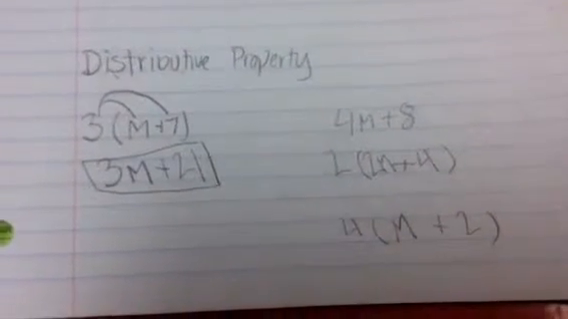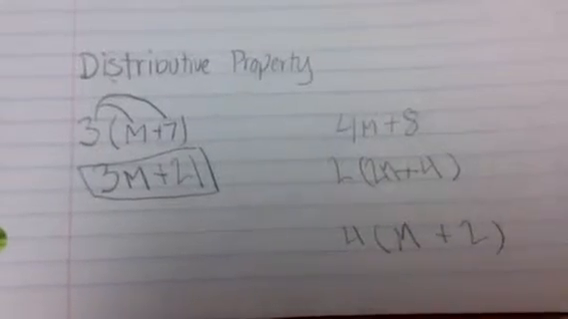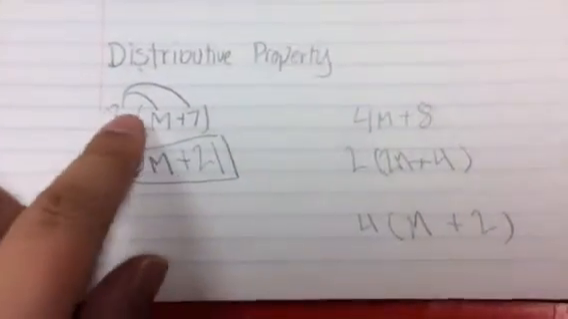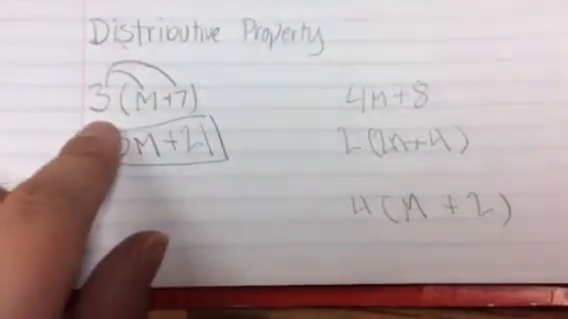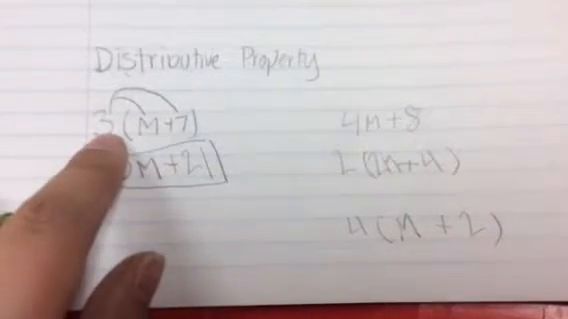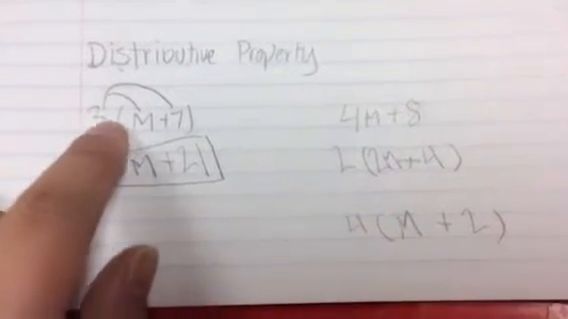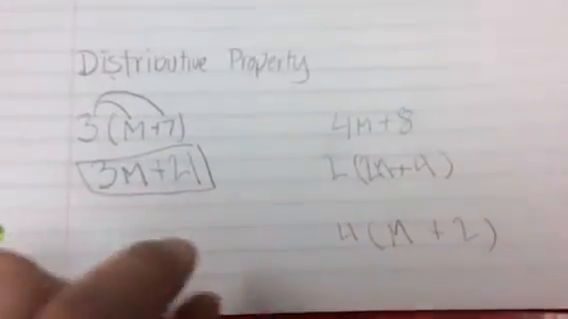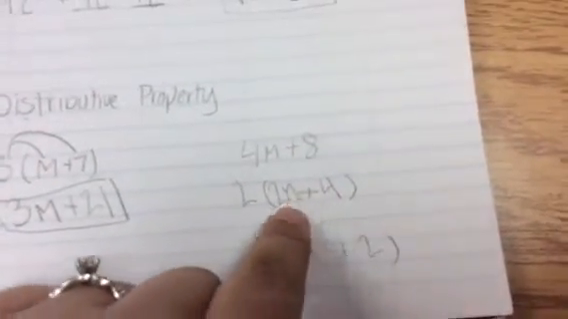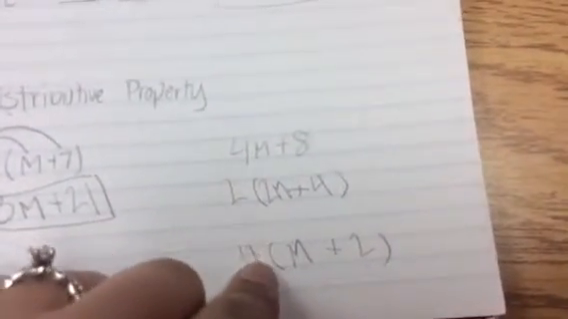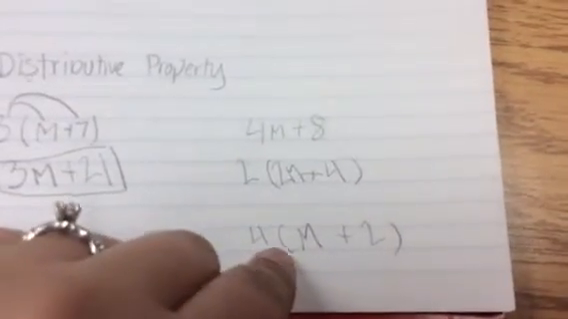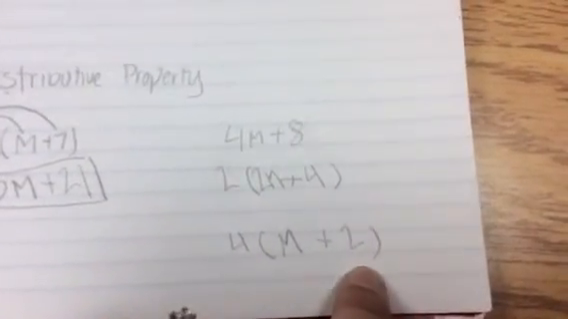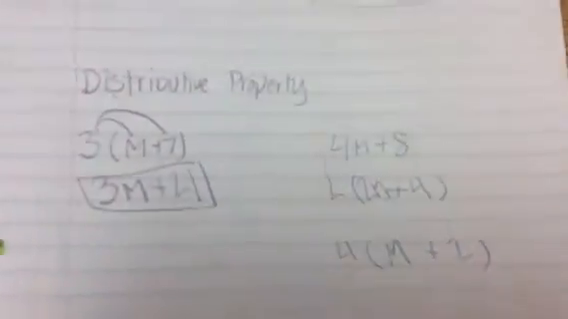Please make sure that as you're working on it, you are using the rainbow thing to show your work. That way I know that you are distributing the 3 to both places inside of the parentheses. When you are undoing the distributive property and taking it apart, make sure that your answer has parentheses on it.